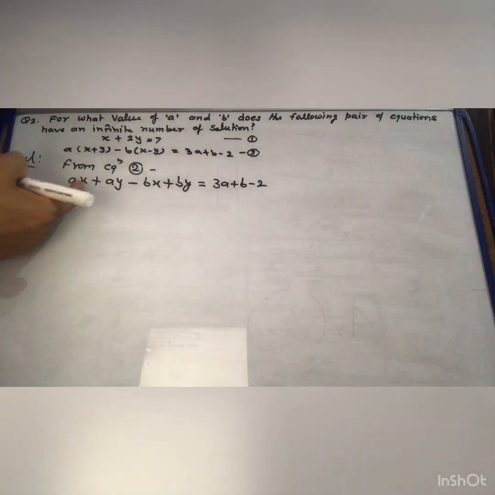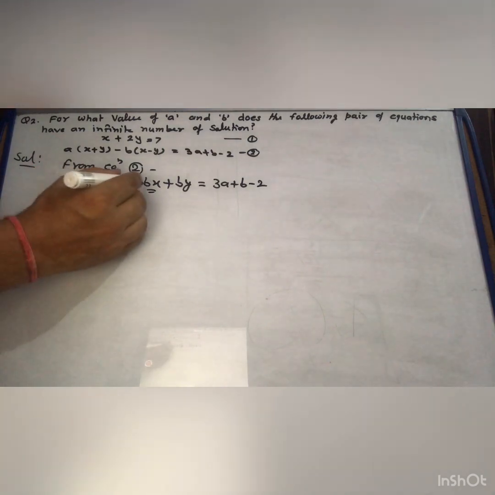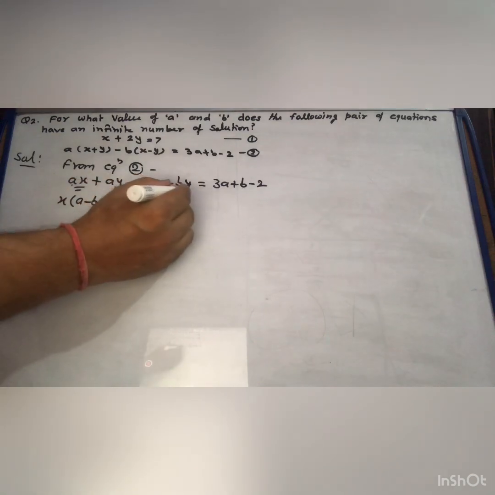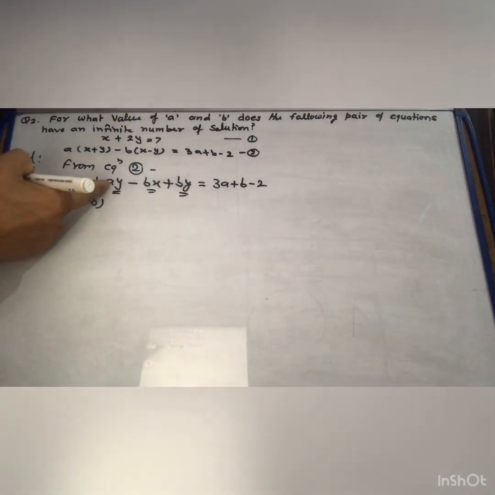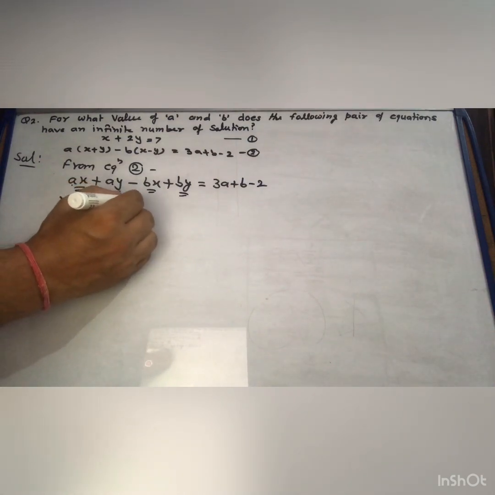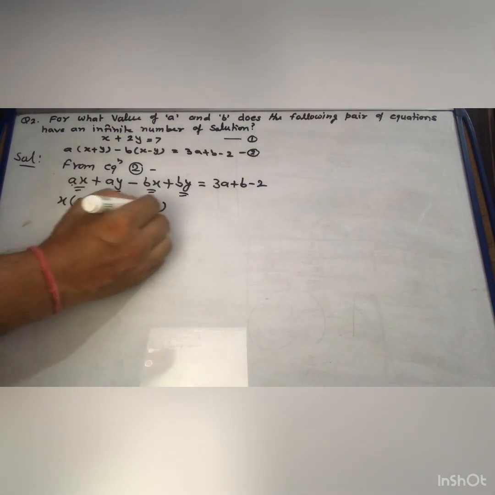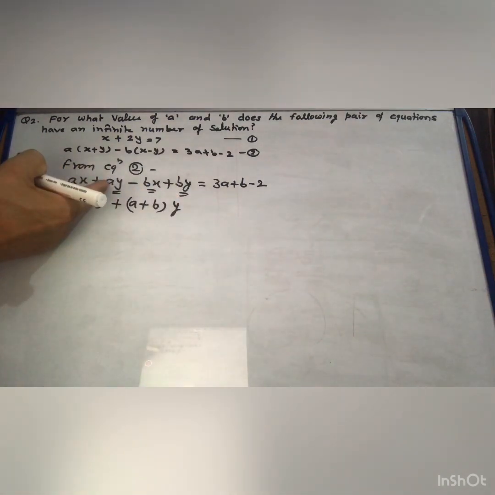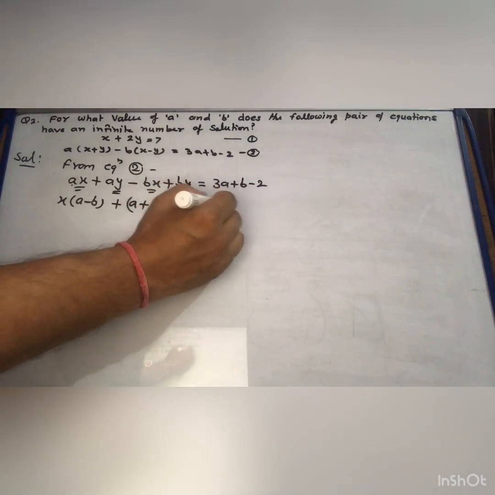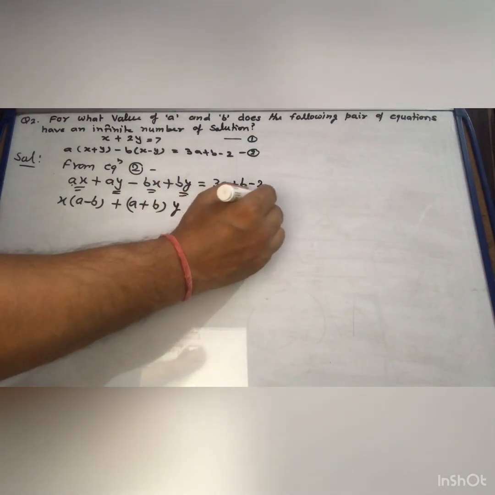Okay, now you take x as common in these two terms, so you will get a minus b times x. And in these two terms you have to take y as common, so you will get a plus b times y, because here is positive a and positive b. So you write a plus b y equal to 3a plus b minus 2.